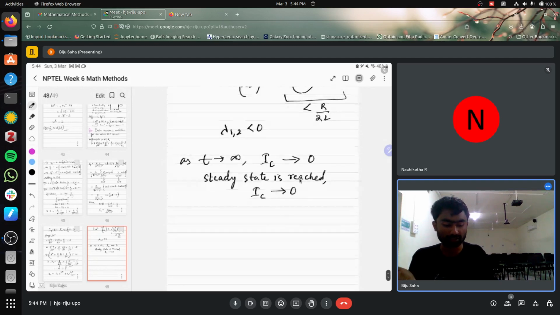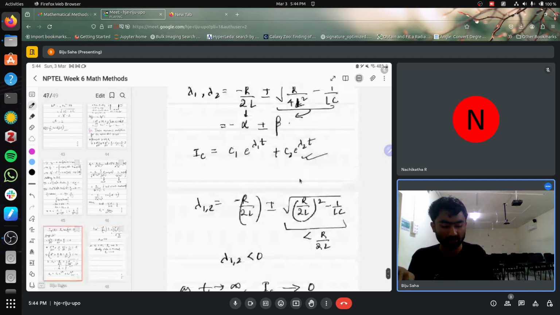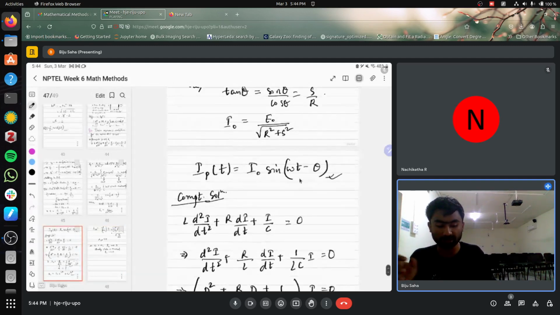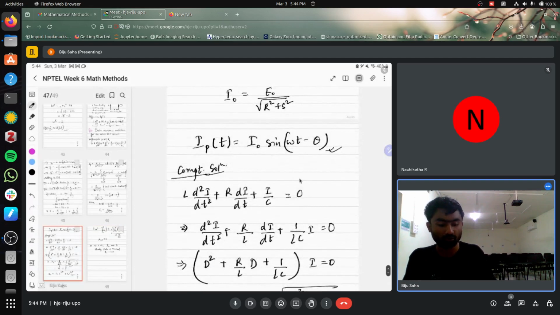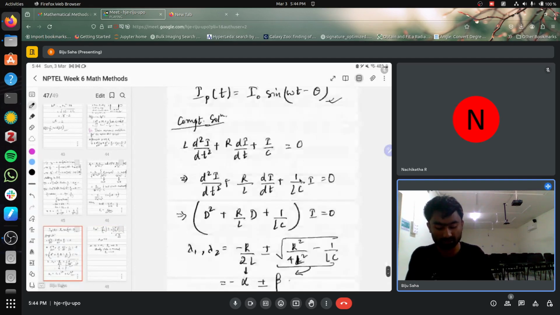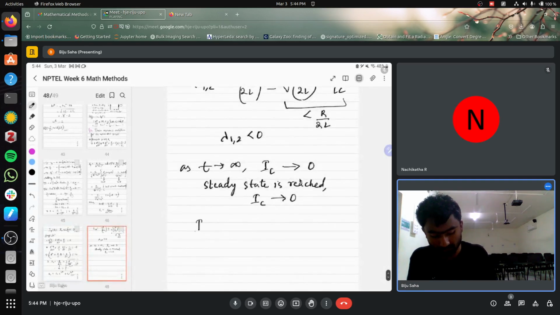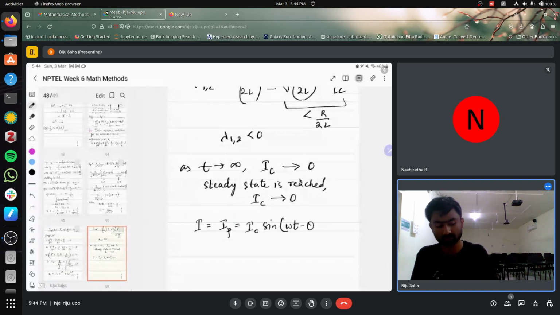So there is no exponential dependence. The only part that survives is this oscillatory part. So the exponentially decaying part decays with time. The only thing that survives is the oscillatory part. So this is the steady state solution.